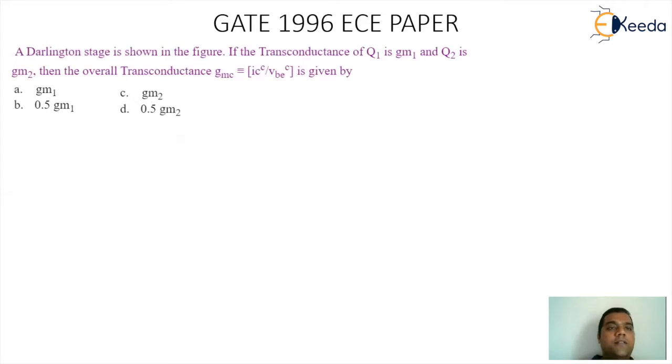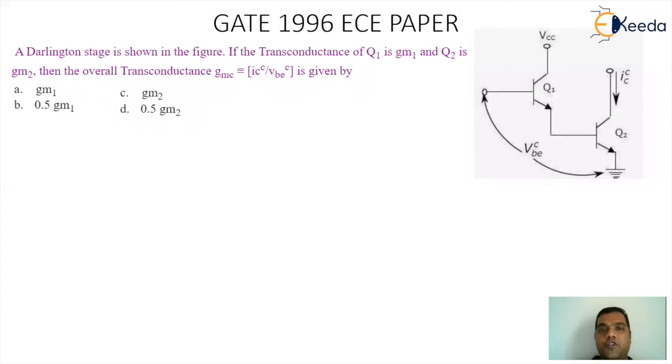Next question. This is from the GATE 1996 ECE paper. Let's have a look at this question. The question is, a Darlington stage is shown in the figure. So let's have a look at the figure. So this is the Darlington stage shown. If the transconductance of Q1 is GM1 and Q2 is GM2, the overall transconductance GMC, which is equal to ICC by VBE of C, is given by: option A is GM1, option B is 0.5 GM1, option C is GM2, and option D is 0.5 GM2.